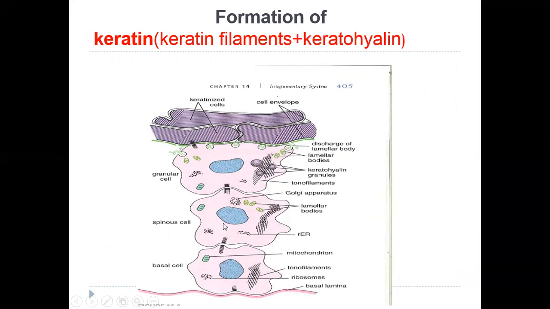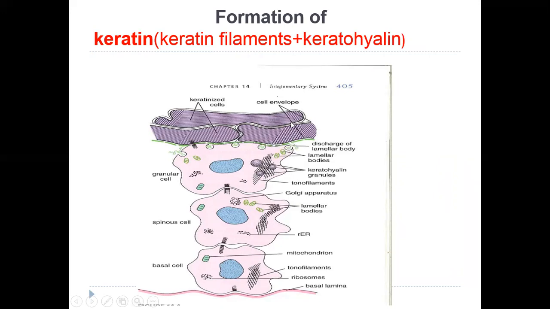As they move to the next layer, stratum spinosum, there are extra cell structures like lamellar bodies along with tonofilaments. Now when you go to the next layer, that is the granular layer, there are keratohyalin granules and tonofilaments, keratin filaments. Then slowly these lamellar bodies discharge their lipid contents into the next layer, that is stratum corneum.